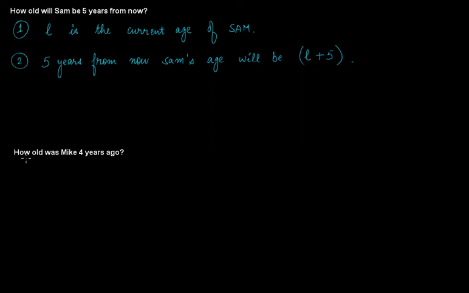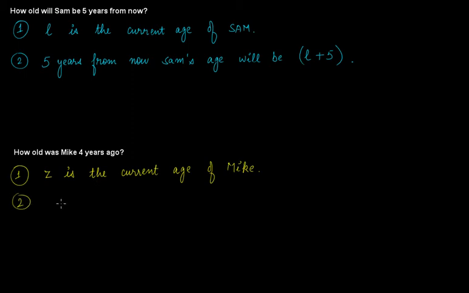In this one, how old was Mike 4 years ago? So the first step is always choosing a variable. Let's say Z is the current age of Mike. We are supposing Z as the variable, the current age of Mike.